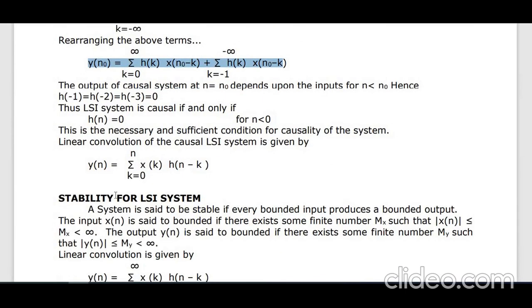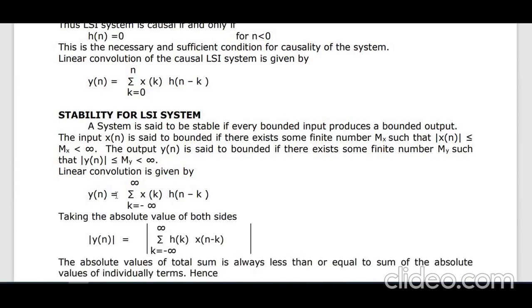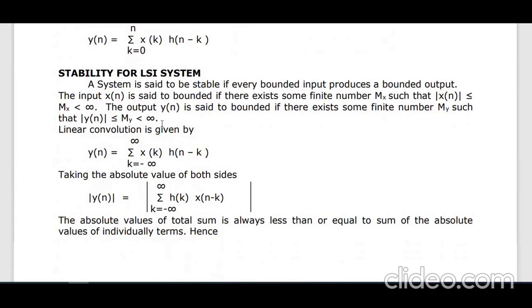Causal means what, students? The system which depends upon the present input and the past input is called a causal system. Next one, stability of a linear time invariant system, or linear shift invariant system. That is also the same meaning.